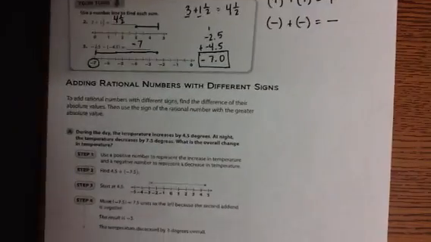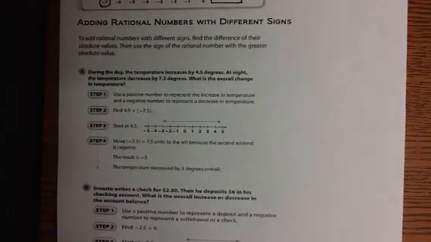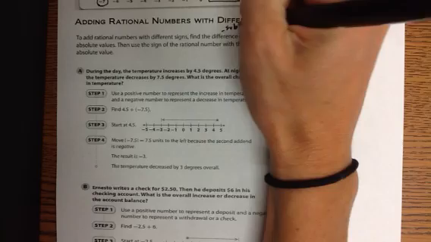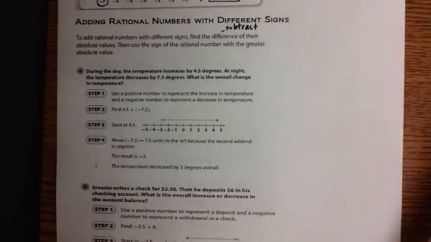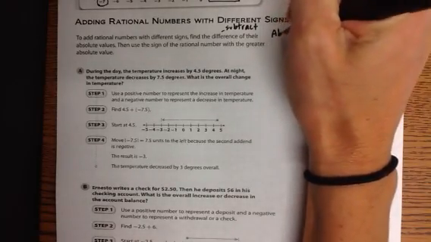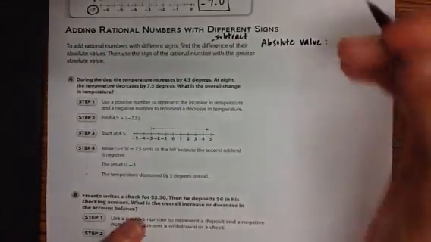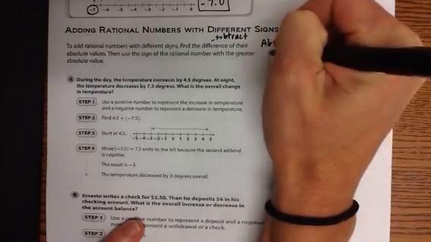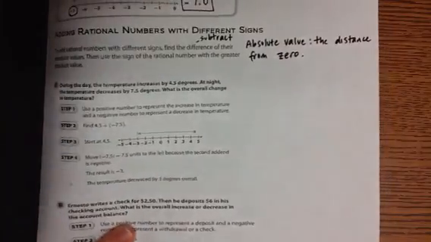Well, that makes it easy if we have the same signs, but what if our rational numbers have different signs? To add rational numbers with different signs, find the difference. So what does that mean, difference? You're going to subtract. Find the difference of their absolute values. So what does absolute value mean? We might need to write that word down. Absolute value. That represents the distance from 0. The distance a number is from 0.